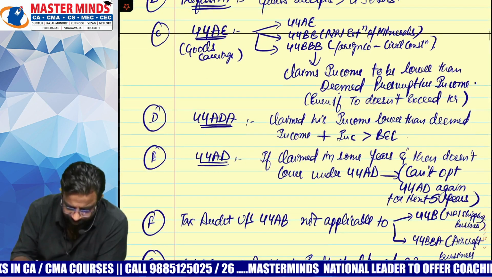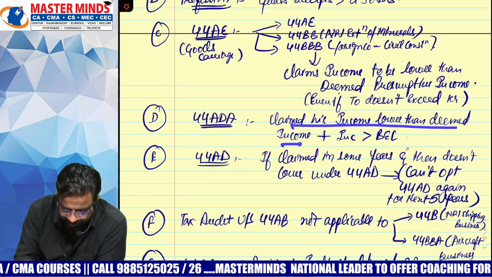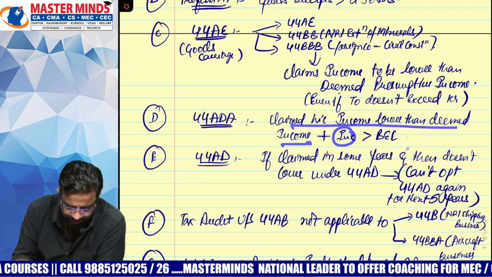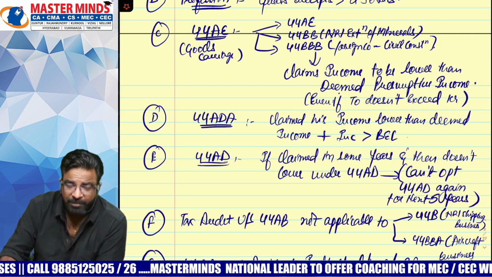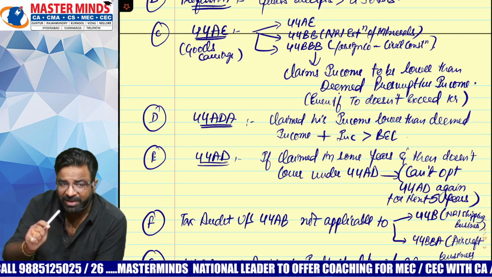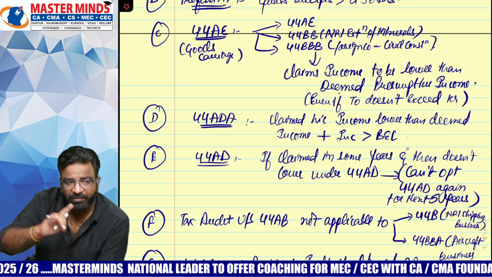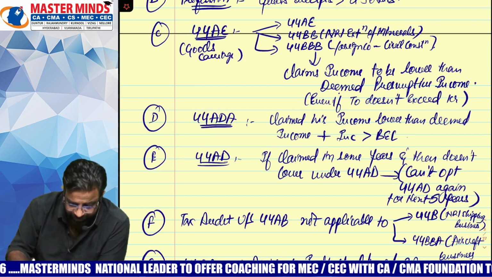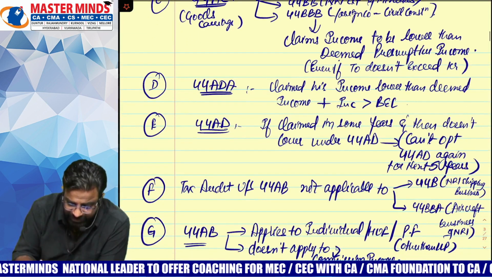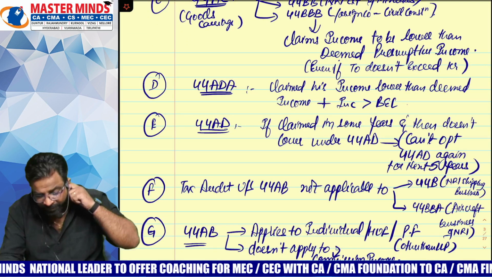Next one, 44ADA claimed is income lower than which income? Deemed income. If the income is more than what? Basic exemption limit. But if you want to declare that my income is below what? Basic exemption limit, then you have to get it what? Audited.